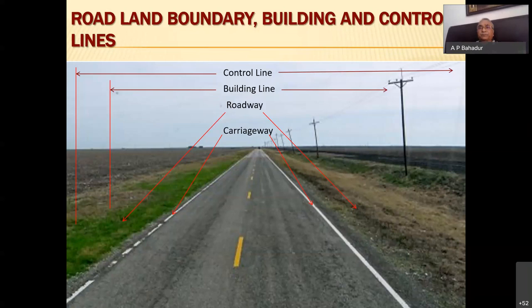Say, for example, you will not allow any facility which may attract or generate a lot of traffic that the existing road or the planned road is capable of taking care of, unless proper arrangements are made for it. So that is what the function of the control line is.